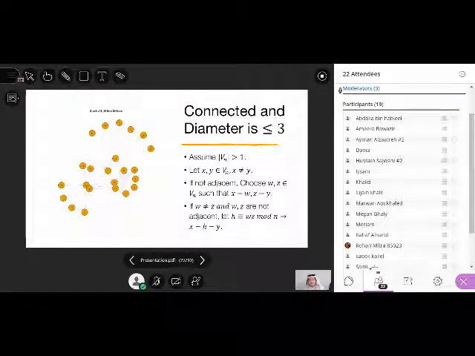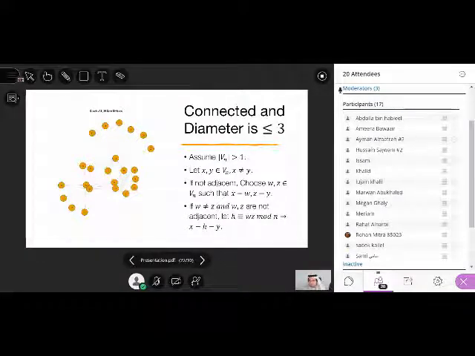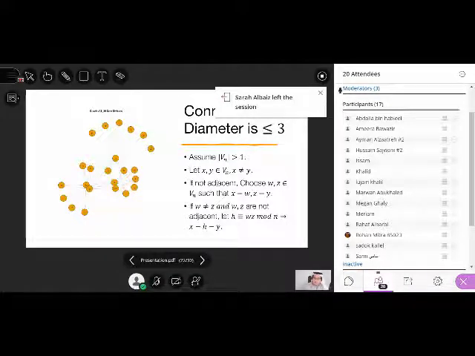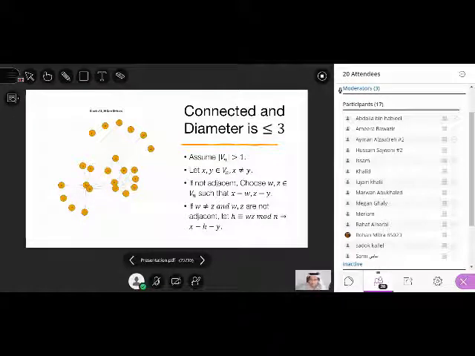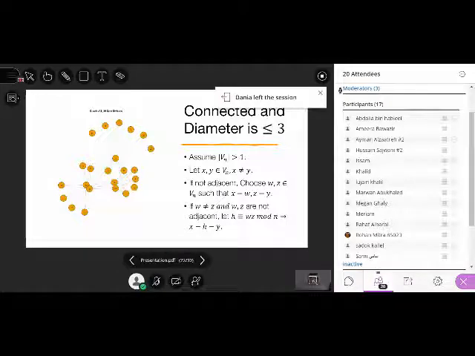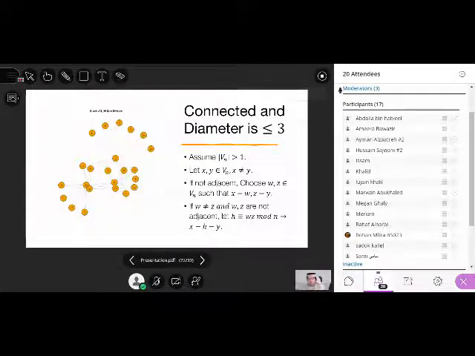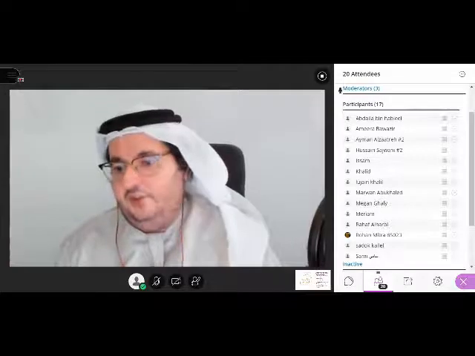But if they are not adjacent, we choose some h to be w times z mod n. Now w times z, if you multiply it by either x or y, will always give you a multiple of n. This is a small thing in discrete mathematics and number theory, that the same applies to the remainder if you divide it by n.